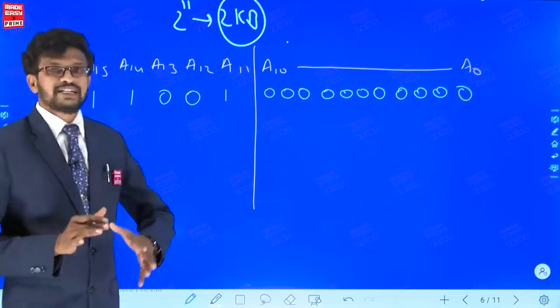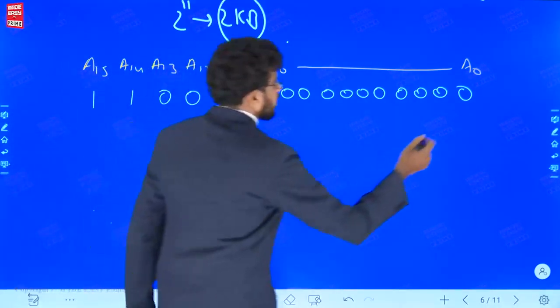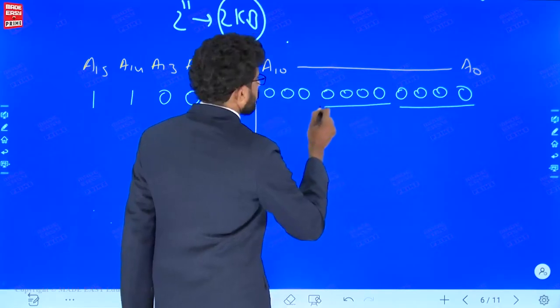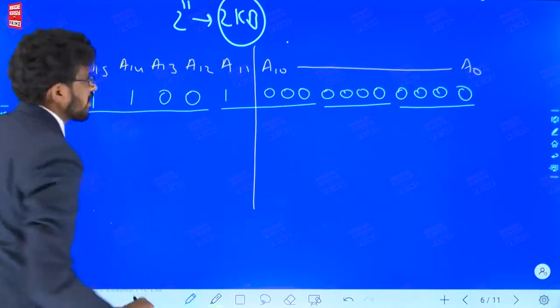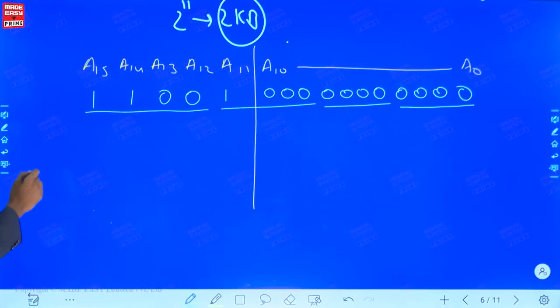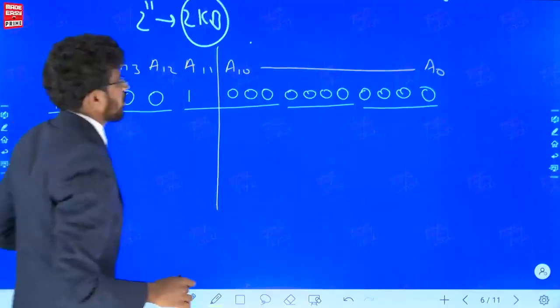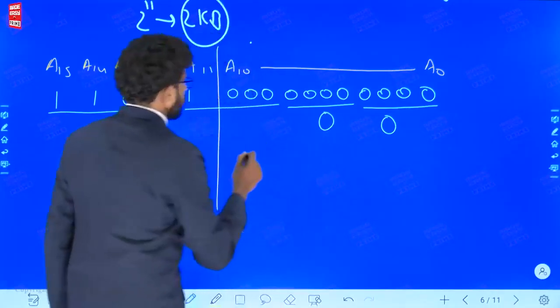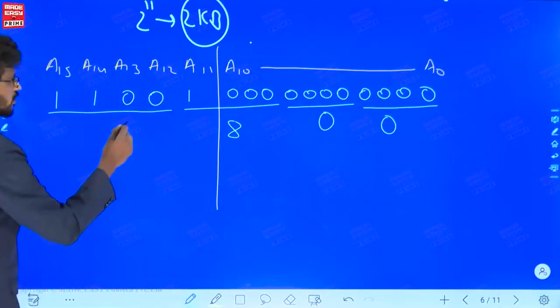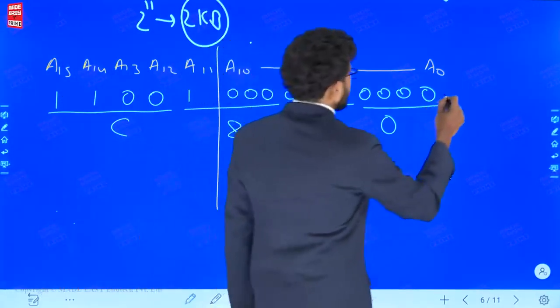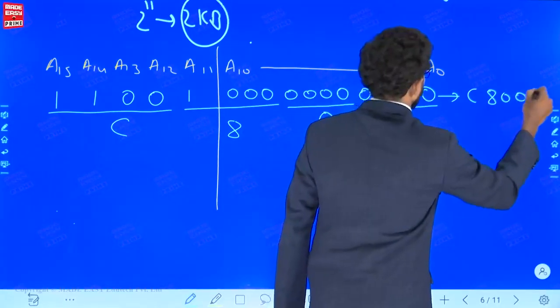You have to give the address in hexadecimal form. Just write 4 bits as 1 nibble, 1 nibble, 1 nibble, 1 nibble. Tell me, what is this address? If you write the equivalent hexadecimal value, how much do you get? This is 0, 0, 8. This is C. So this starting address is C800H.